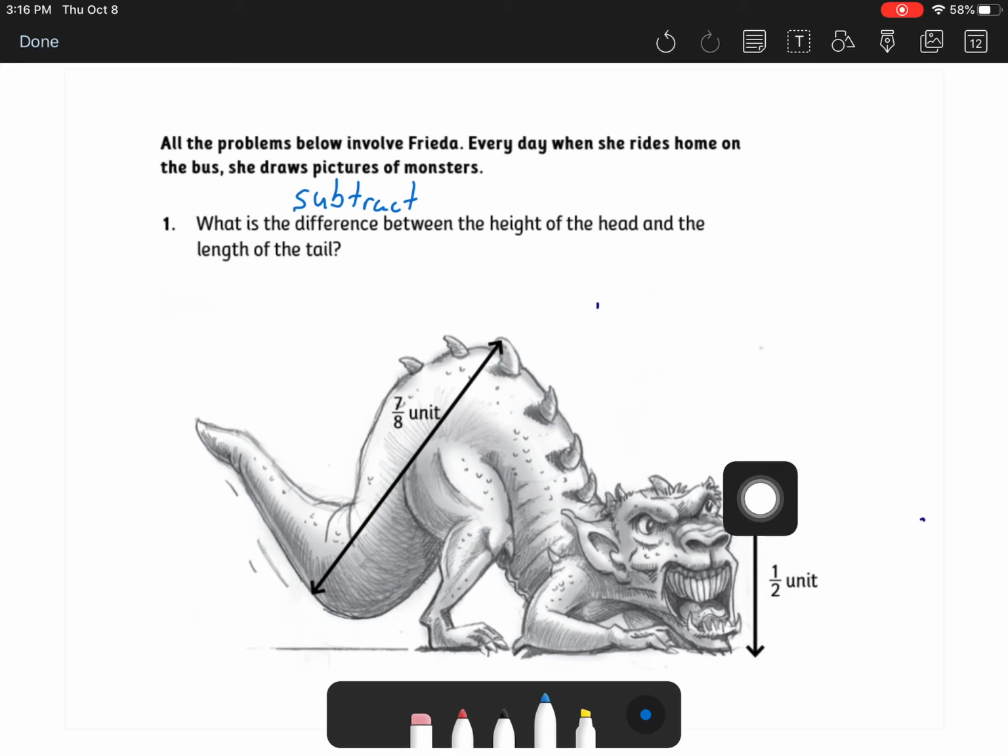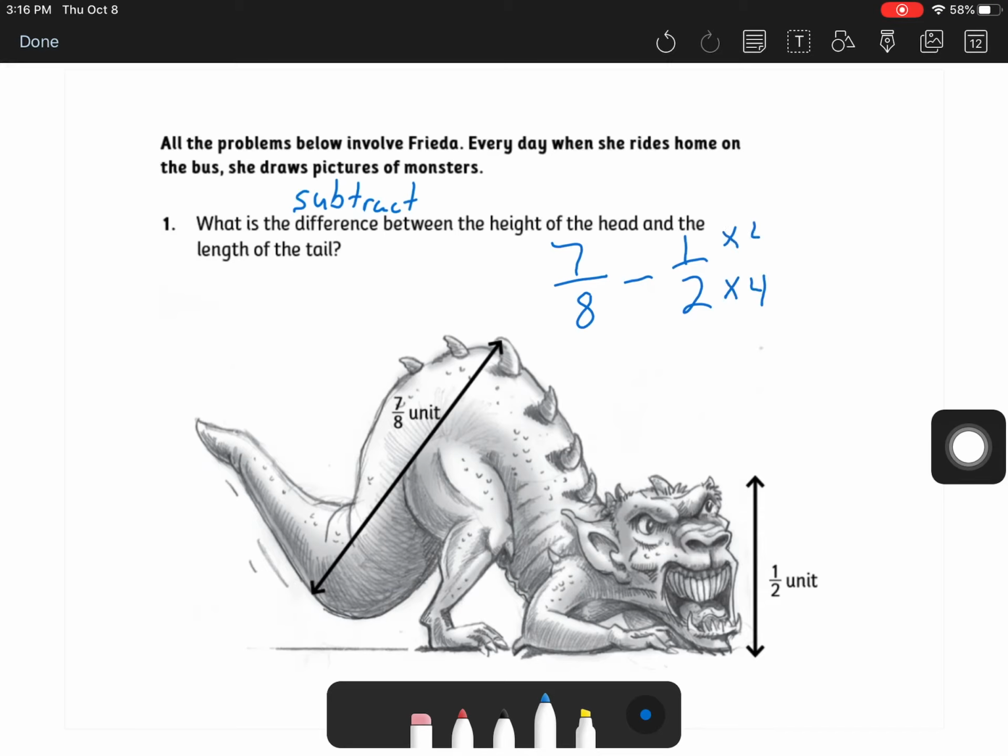What's the difference between the height of the head and the length of the tail? Okay, height of the head is here, 1/2 unit. Length of the tail, 7/8 unit. And so we need to subtract those numbers. And you need to know that 7/8 is a bigger fraction than 1/2, because when we subtract them, we need to do it in the right order. So we have 7/8 minus 1/2. Now when we compare those denominators, they are different, but I can change the 2 into an 8 if I multiply it by 4. So multiply the same number top and bottom. Now my problem reads 7/8 minus 4/8. 7 minus 4 is 3, and I leave the bottom the same.